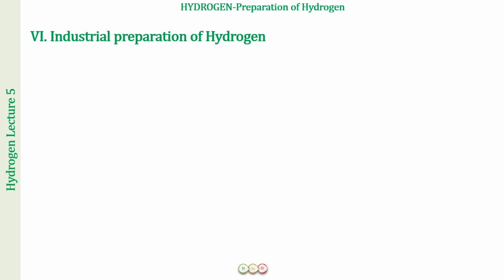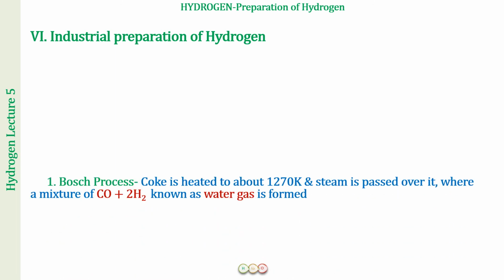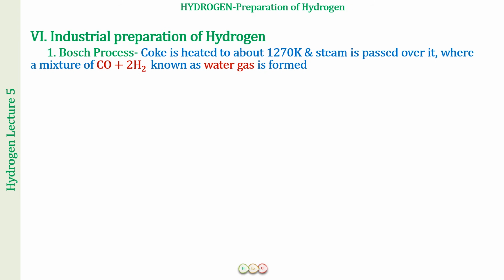The first way in which we can prepare hydrogen in the industry is by the Bosch process. Here, coke, which is a form of carbon, is heated to about 1270 Kelvin, made red hot, and then steam is passed over it, where a mixture of carbon monoxide and hydrogen is produced, and this is known as water gas. Very frequently this question comes in the examination. What is water gas? Water gas is a mixture of carbon monoxide and hydrogen.